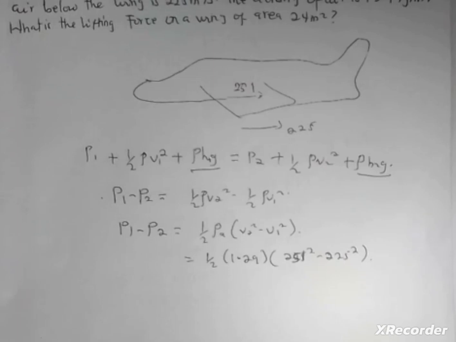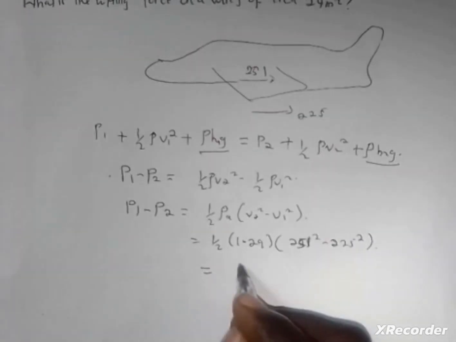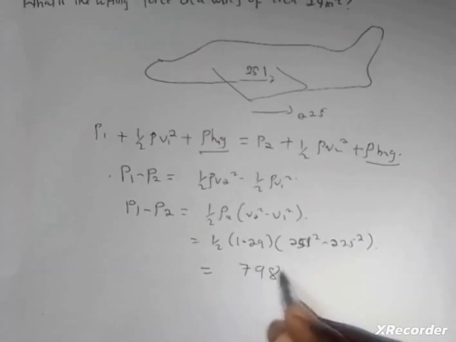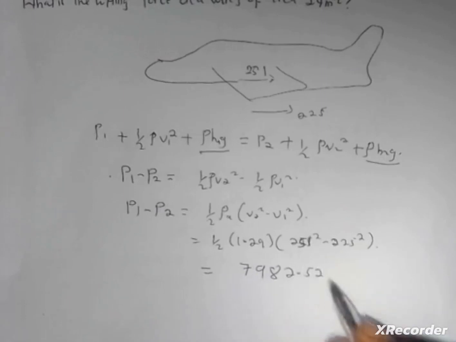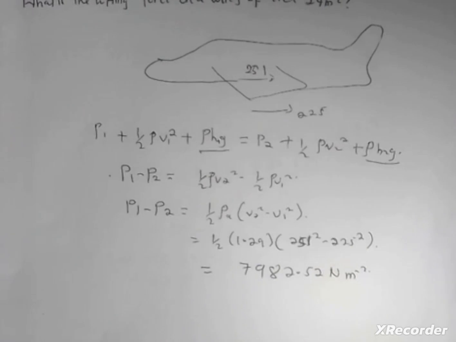And that is giving me 7,982.5 Newton per meter squared. So this is my pressure, change in pressure. And the question is actually asking us to find what is the lifting force on the wing of area 24 meters squared.